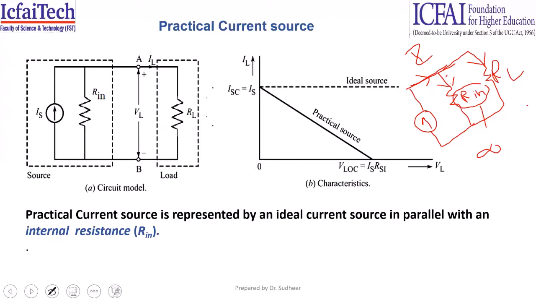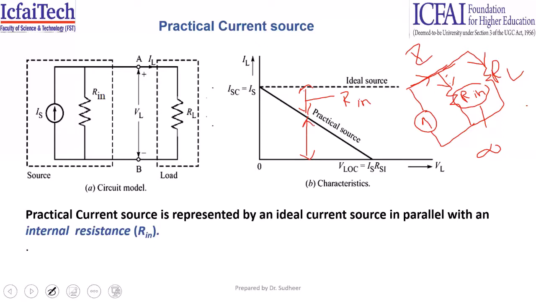But in practice, the internal resistance should be as high as possible so that only a part of the current is flowing in the internal resistance, and the remaining part of the current is available at the load. So whenever the voltage across the load increases, you can see this part of the current is utilized by the internal resistance. Only this part of the current is available across the load.